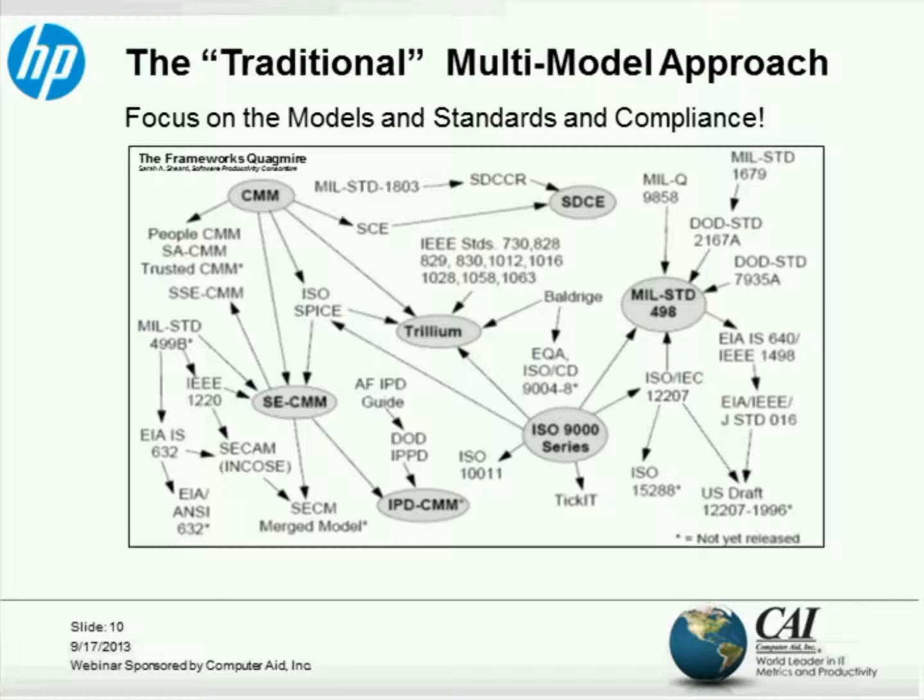The traditional approach that we've seen in applying multiple models and standards and regulations in most organizations really is embodied in this picture that most of you have seen. It's an old picture. It's been around a long time. The framework's Quagmire, originally created by the Software Productivity Consortium. But it really does encapsulate the problems, and the problems still exist. Some of the models have changed. CMM is now CMMI. ISO 9000 has been updated.